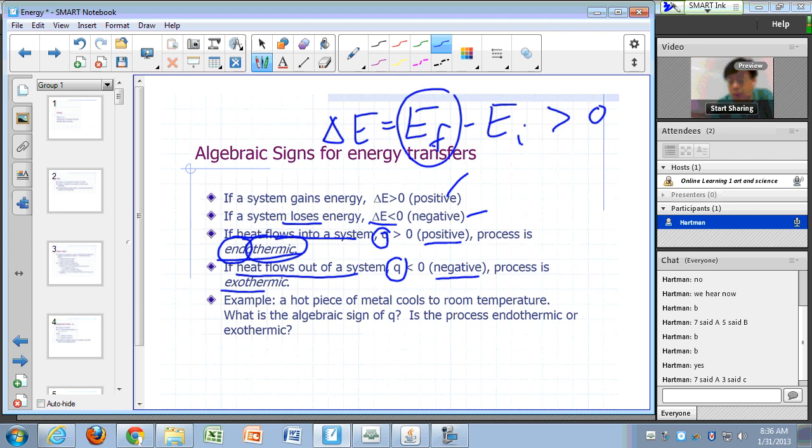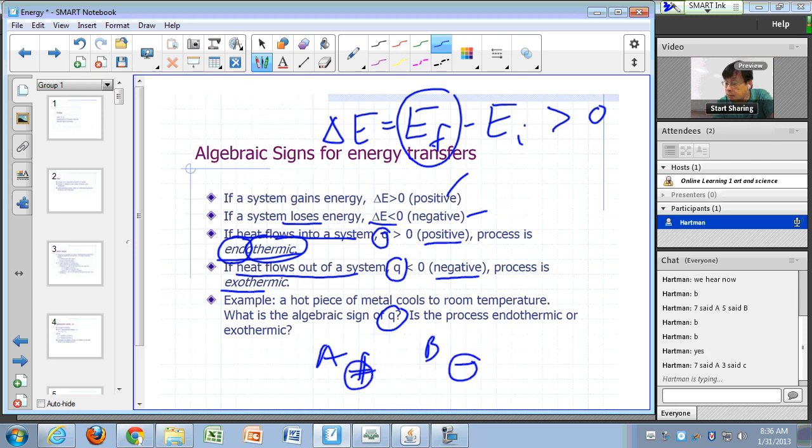So here's an example. A hot piece of metal cools to room temperature. What's the algebraic sign of Q for the metal? Our system is the metal. Is it positive, A, or B, is it negative? B, negative. Good. Because if your metal cools down, then that means energy must have gone out in the form of heat.